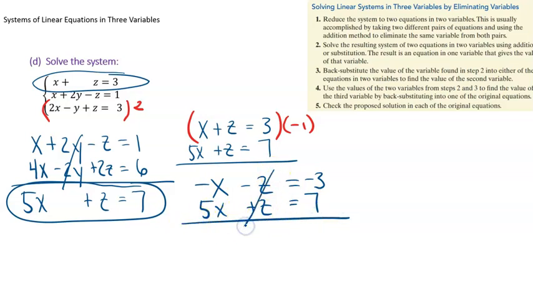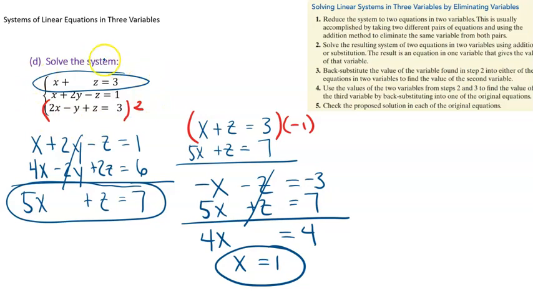Negative z, positive z cancels. Negative x plus 5x is 4x. And then on the other side, negative 3 plus 7 is 4. Hey, divide both sides by 4, and I get x is 1. So we have a solution right there. Now what am I going to do with that? If I go back and take it and plug it in one of the originals, I might have trouble because I've got two other unknowns.